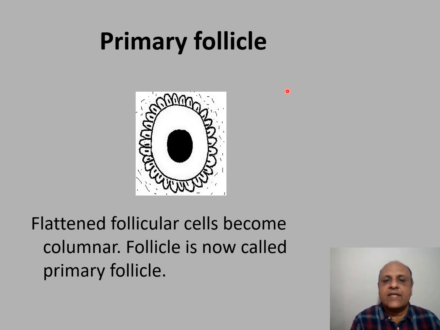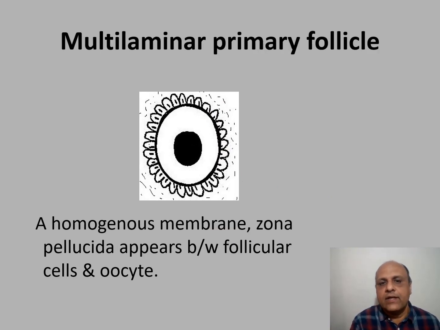Then after that the primary follicle is formed. The flattened cells now become columnar and this is called primary follicle. So primordial follicle becomes primary and this becomes multilaminar primary follicle with the appearance of zona pellucida. So this layer is zona pellucida, the homogeneous membrane which appears between follicular cells and oocyte.